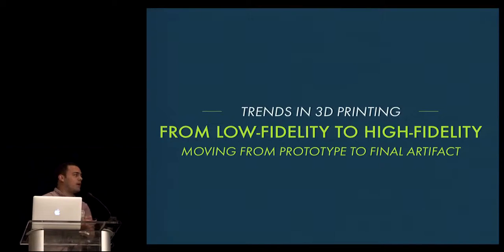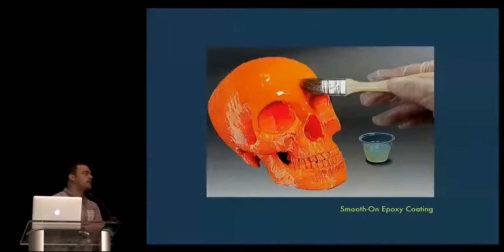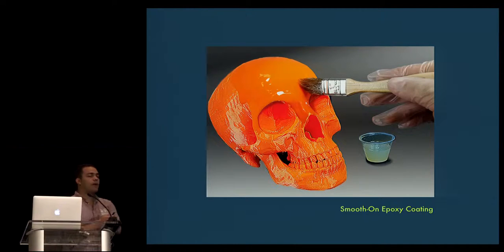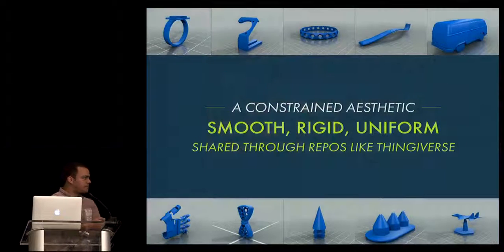And so this is one of these trends that we've been noticing in 3D printing, this move to try to create that final artifact, to make things stronger, smoother, higher resolution, to increase the diversity of materials in order to get a really high fidelity object. And so we see products like this in the market. This is Smooth On, it's an epoxy coating, and it's really trying to emulate these high-end manufacturing processes such as injection molding and remove that artifact that you see that comes from FDM fabrication processes.